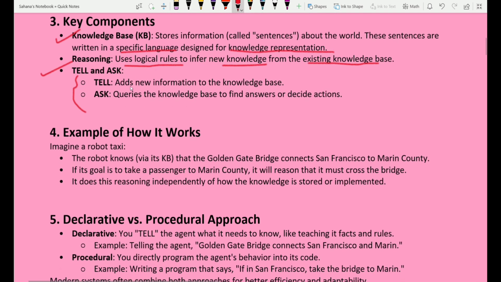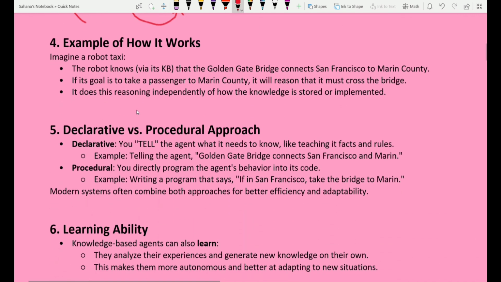Tell means it adds new information to the knowledge base. Ask means queries. If there are any queries, it will find the answers in the knowledge base and decide the actions. We'll see an example.